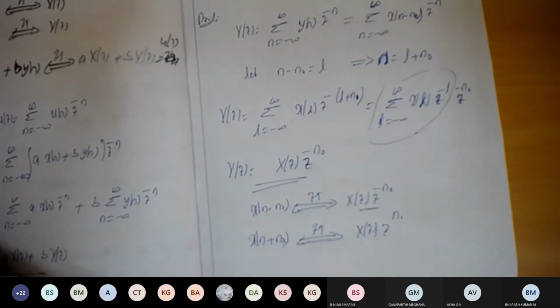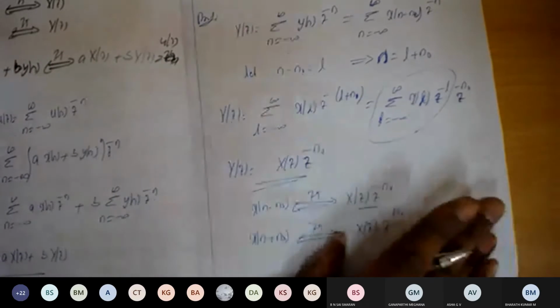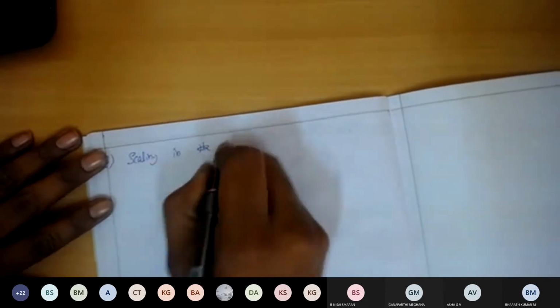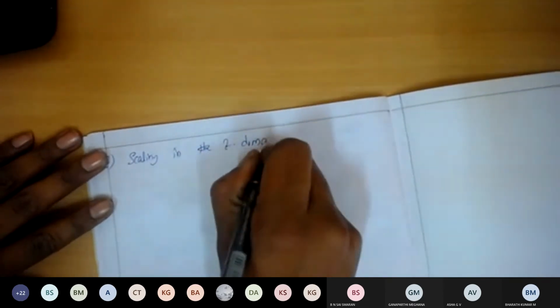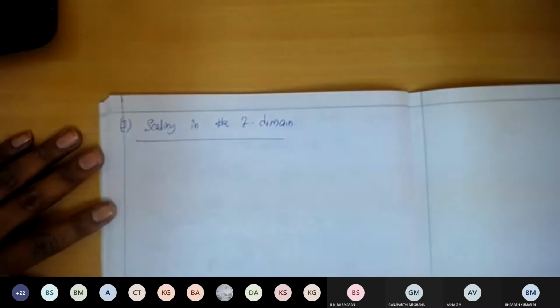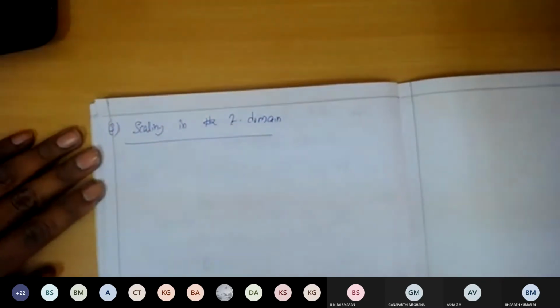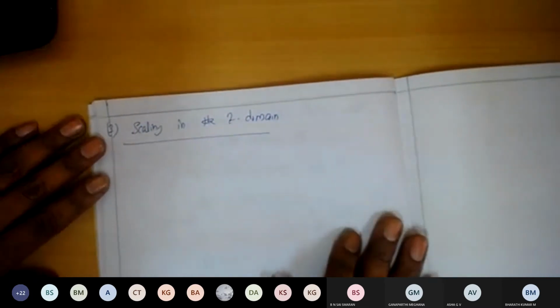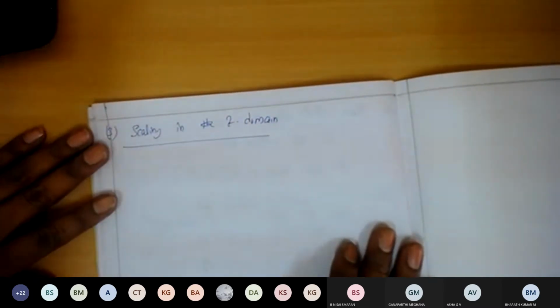Okay, so we'll go for the next one. The next property is called the scaling in the Z domain property. Take property number 3, scaling in the Z domain property. What you are going to do is scale the term x of n with a certain scalar, alpha to the power of n. We'll do it here and see that.